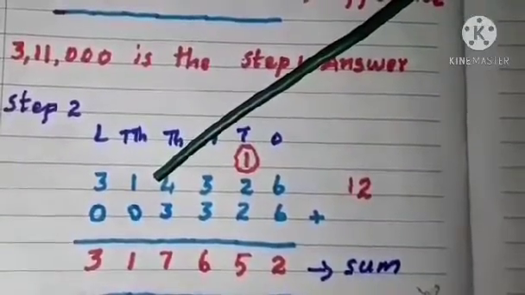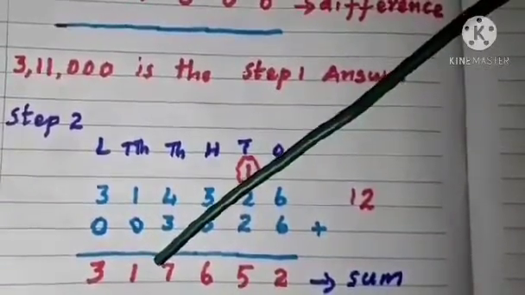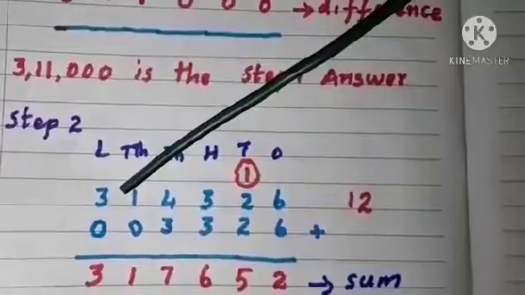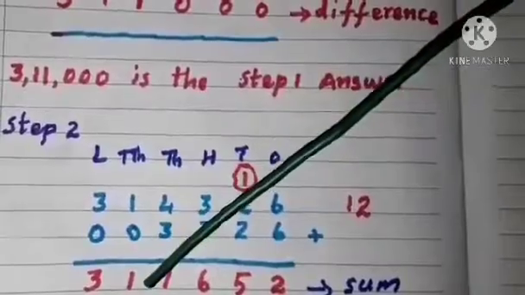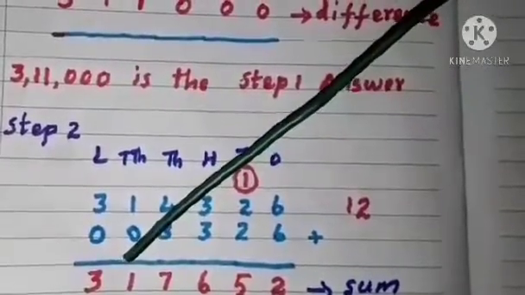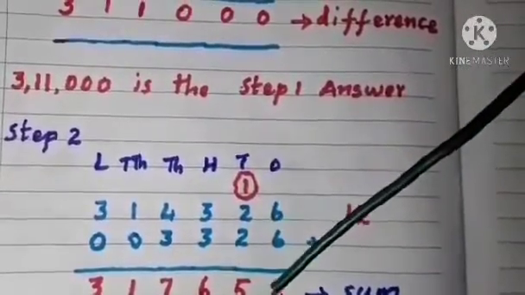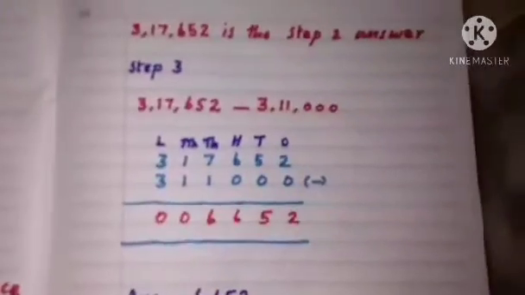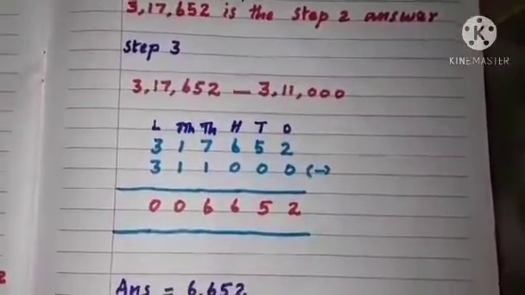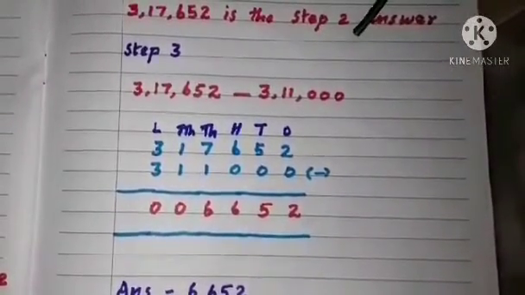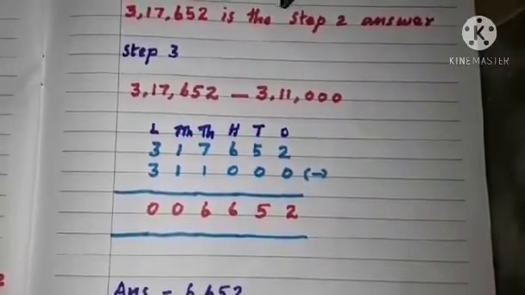Next, move on to the 10,000 place. Here 1 plus 0, 1. Next, we have to move on to the lakhs place. 3 plus 0 equal to 3. Now, we get the answer 3 lakh 17,652. 3 lakh 17,652 is the step 2 answer. That is the sum of two values. Next, move on to the step 3.